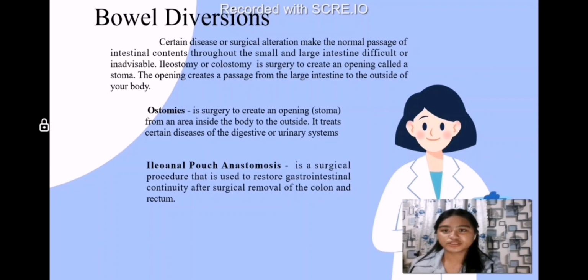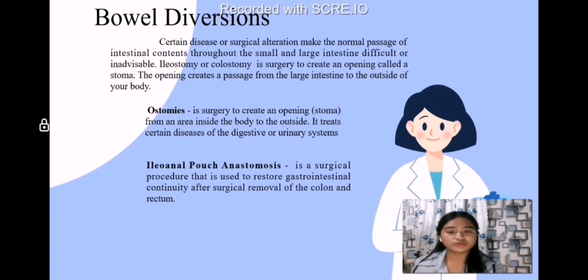Next is the bowel diversion. Certain diseases or surgical alterations make the normal passage of intestinal contents through the small and large intestine difficult or inadvisable. Ileostomy or colostomy is a surgery to create an opening called a stoma. The opening creates a passage from the large intestine to the outside of your body. So, ostomy is a surgery to create an opening, a stoma, from an area inside the body to the outside. It treats certain diseases of the digestive or the urinary system.